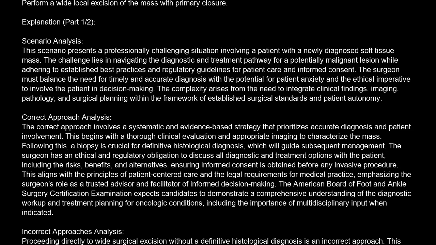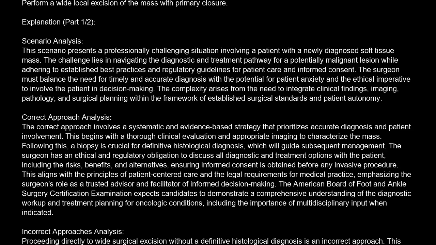The surgeon must balance the need for timely and accurate diagnosis with the potential for patient anxiety and the ethical imperative to involve the patient in decision-making. The complexity arises from the need to integrate clinical findings, imaging, pathology, and surgical planning within the framework of established surgical standards and patient autonomy.